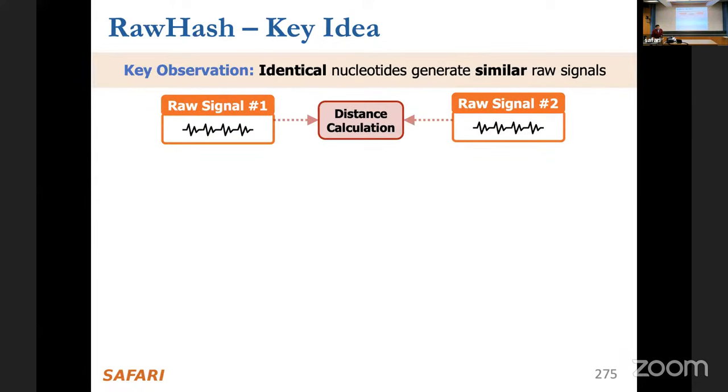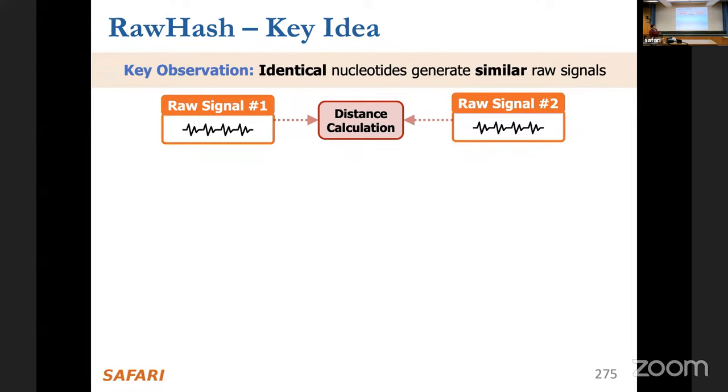And when we're talking about the raw signals, these are a series of, let's say, single precision floating point numbers, right? You have a series of current amplitudes, and the goal is to identify similarities between raw signals so that you can map your signal to a reference genome. But the reference genome is now also in the signal domain this time. So we somehow convert the reference genome to signals as well.